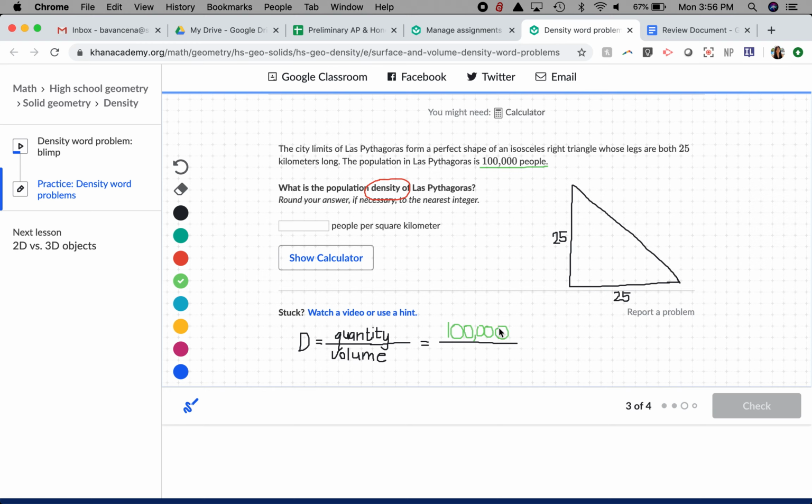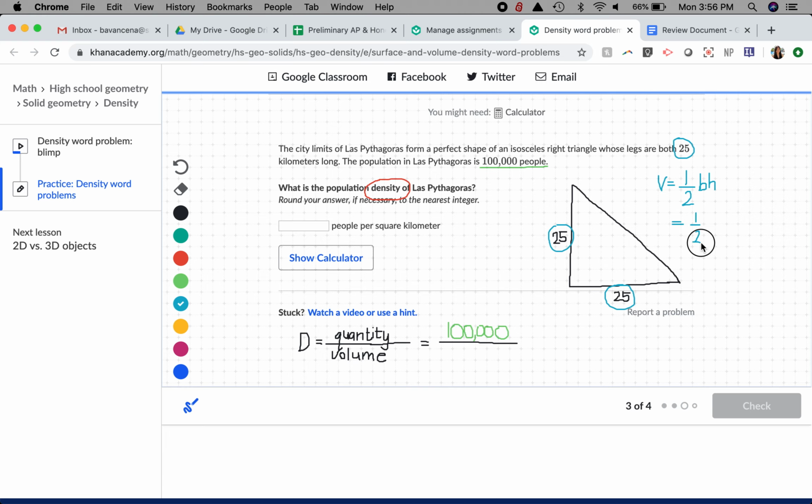The next thing we need is to figure out the volume. Now the volume currently is not really being given to us outright, and instead we are given the dimensions of the town. So we are given that each leg of this triangle is 25 kilometers long. Well, we can easily find the volume of the triangle given these two measurements. The volume of any triangle is just simply equal to 1/2 base times height.